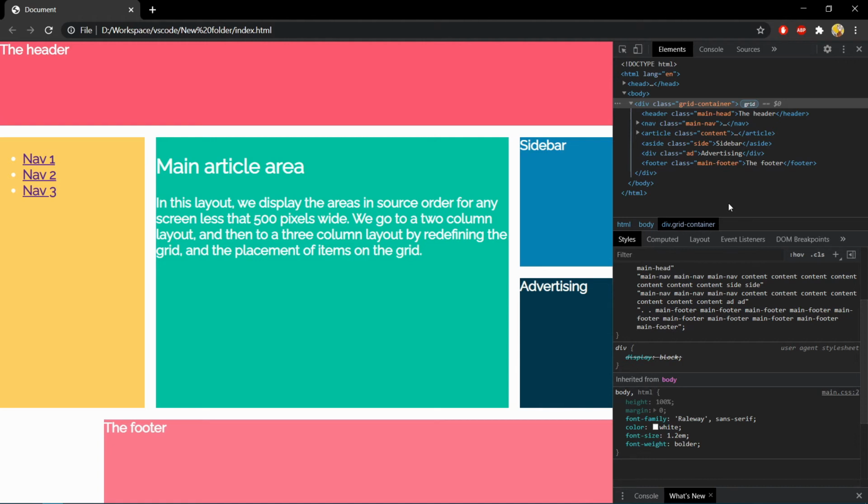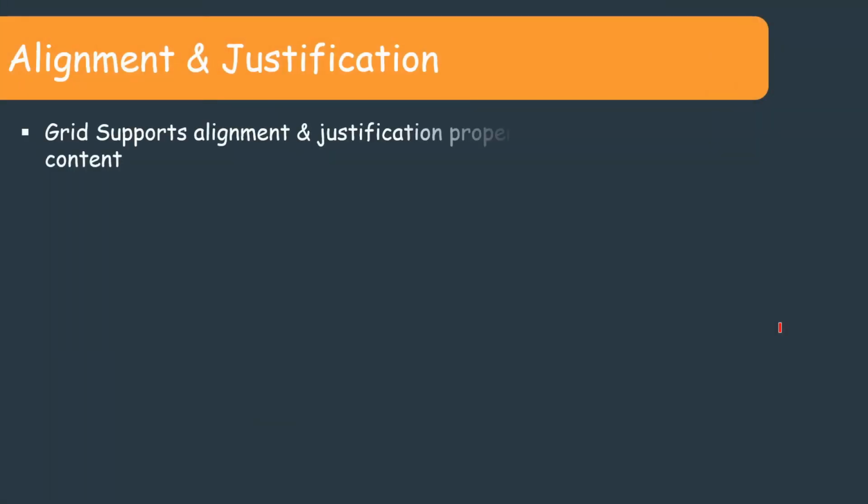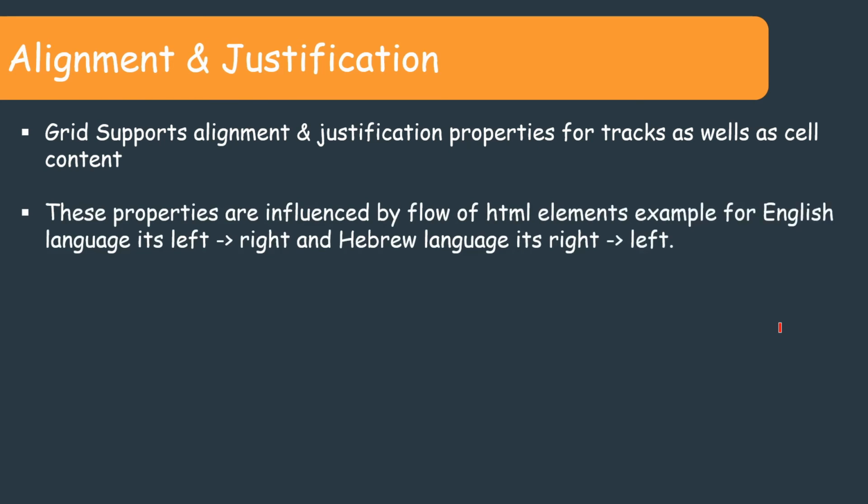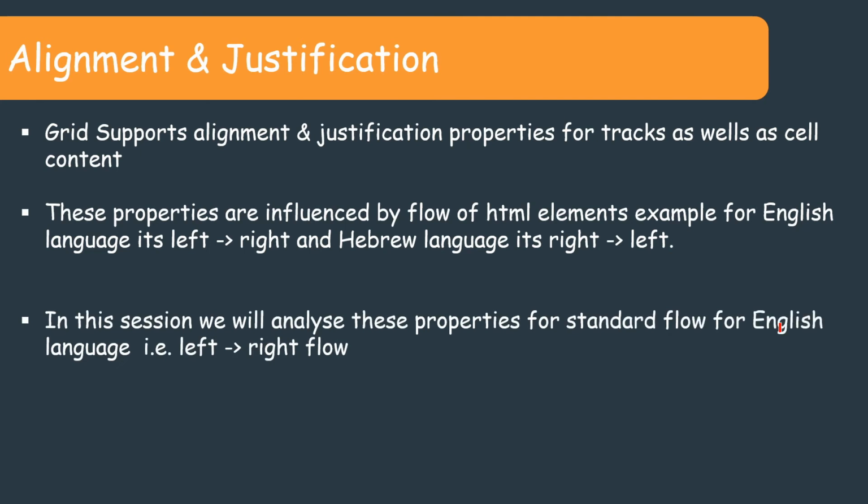Now let's see how to position tracks and atoms. Let's learn about alignment and justification. CSS Grid provides support for alignment and justification for track and cell content. These properties are influenced by flow of HTML elements. Example, for English language it is left to right, and in Hebrew language it is right to left. In this session we will analyze these properties for standard flow, that is English language from left to right flow.